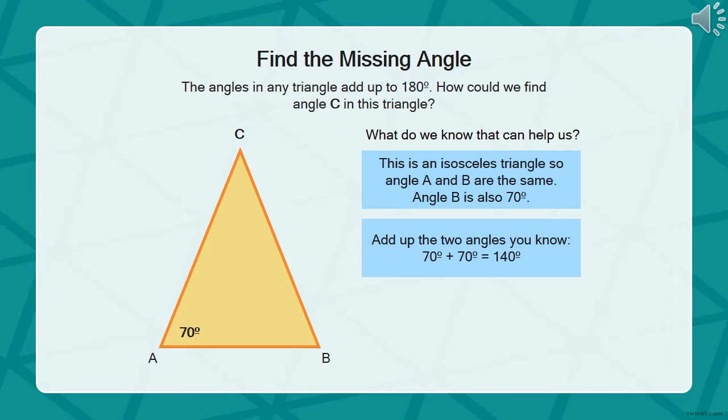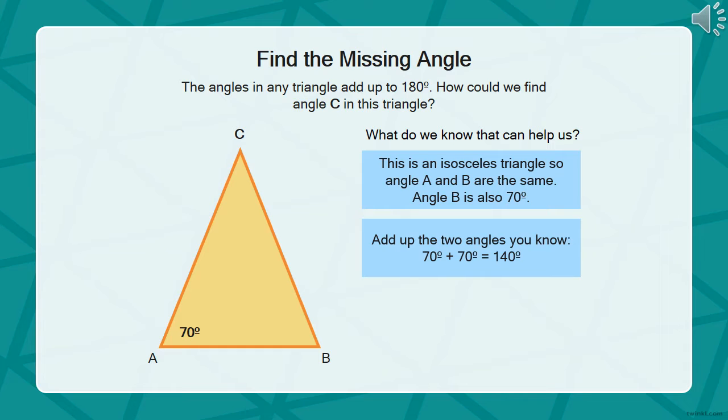Let's see if we can find the missing angle for this triangle. The angles in any triangle must add up to 180 degrees. How can we find the angle of C in this triangle? What do we know that can help us?